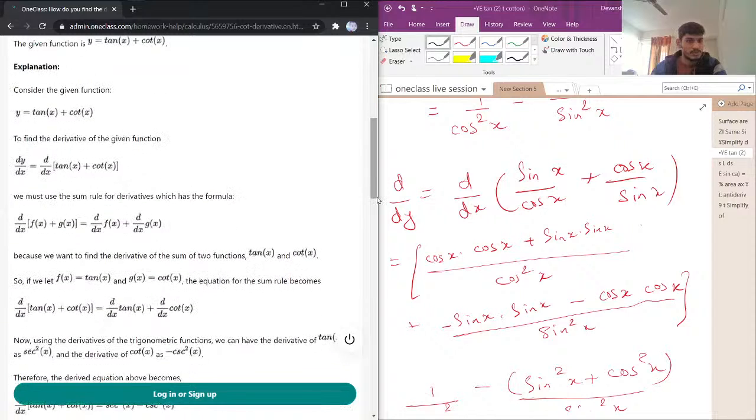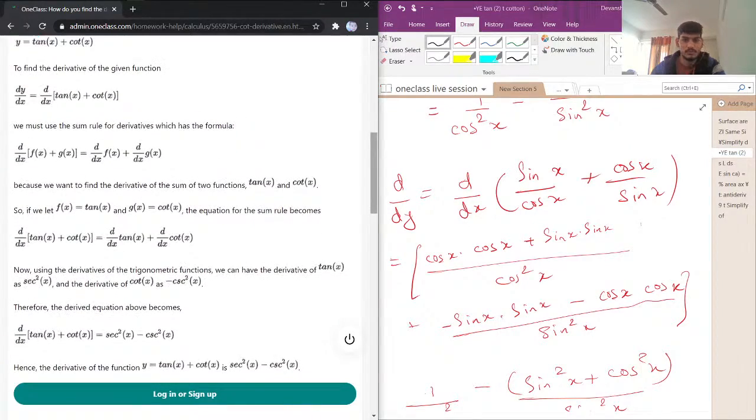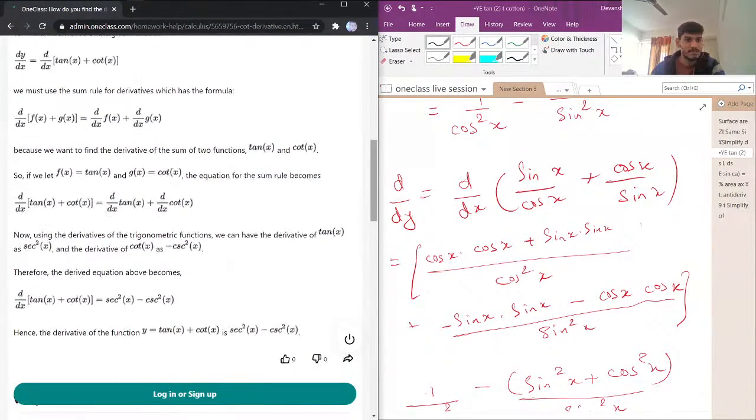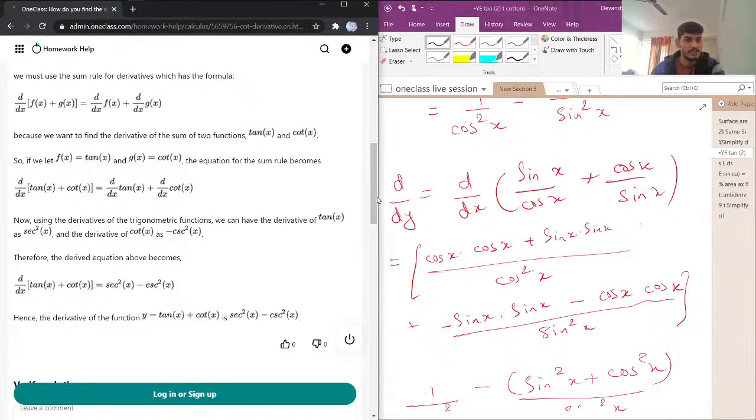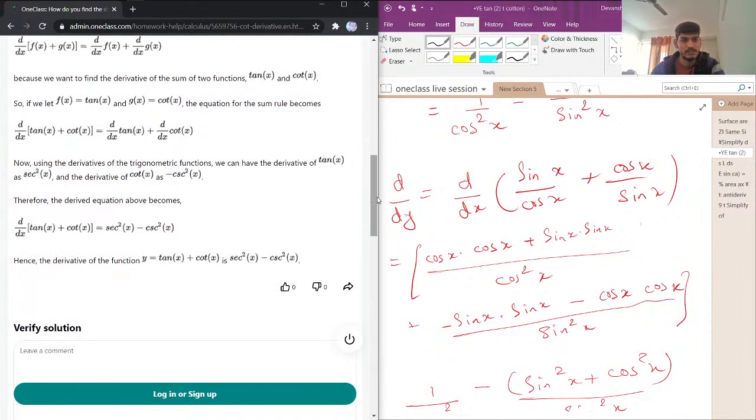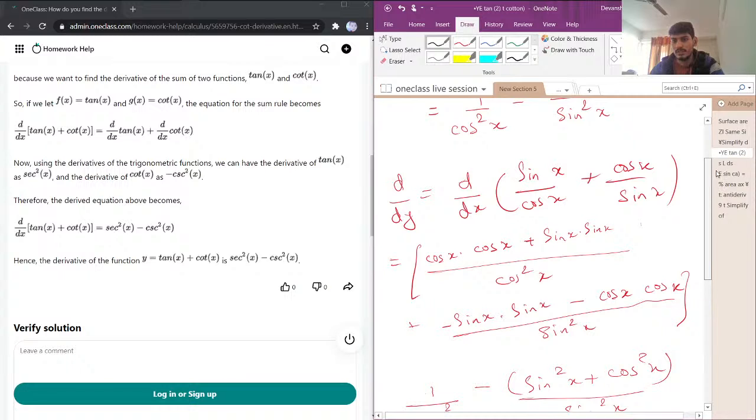Let us go through this solution. For the derivative of tangent plus cotangent, we'll use the sum rule for differentiation. Then we take the derivative of tangent of x and the derivative of cotangent of x. The derivative of tangent of x is secant square x, and the derivative of cotangent of x is negative cosecant square of x. So for y equals tangent x plus cotangent x, the derivative is secant square x minus cosecant square x.